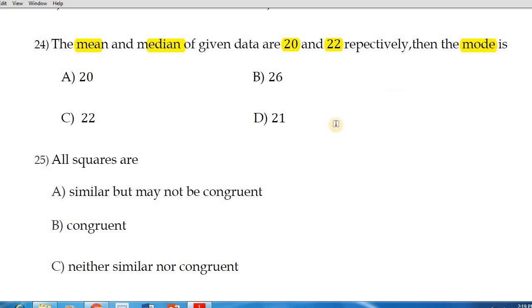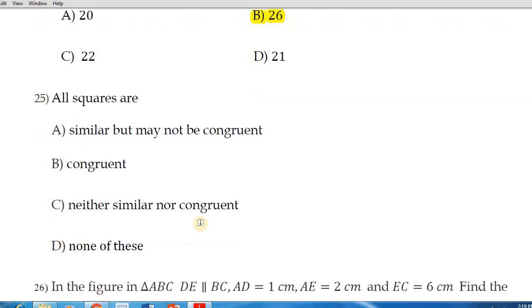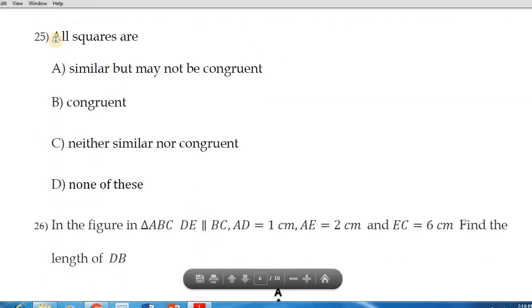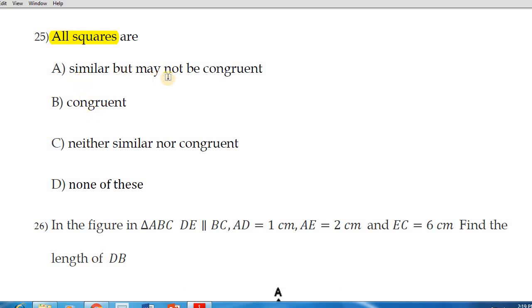So here the right answer for this question is 26. Option B is correct. Question number 25. All squares are: the options are similar but may not be congruent, congruent, neither similar nor congruent. So this cannot be possible. So option C cannot be possible. None of these, so this is also wrong. So either A should be correct or B should be correct.